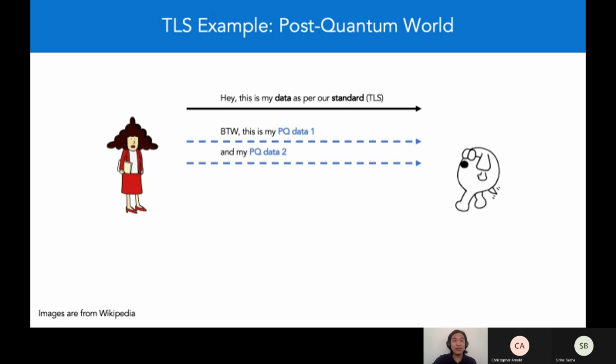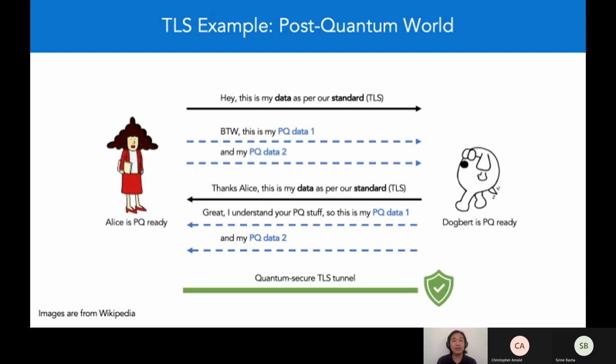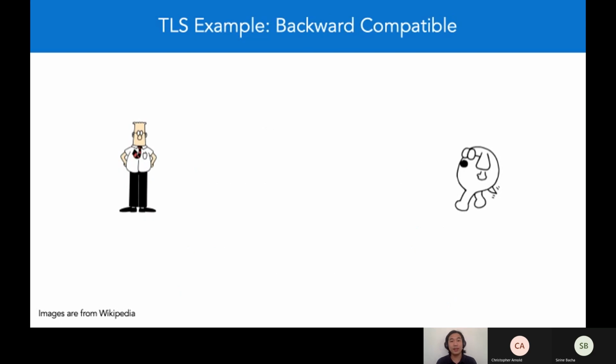So on receiving that, Dotbird can see that actually Alice is PQ ready. So given that Dotbird is also PQ ready, Dotbird then sends the standard TLS data plus the PQ extended data back to Alice. With all this data, they can have a link that is safe against a quantum computer. Now, this is the ideal case where both parties are PQ ready, but unfortunately, we live in a non-ideal world. So you have cases like this. Here you have Dilbert, who is not PQ ready, and he wants to talk to the super smart server, Dotbird, which we know is PQ ready. So Dilbert starts by sending his TLS data, the standard one.